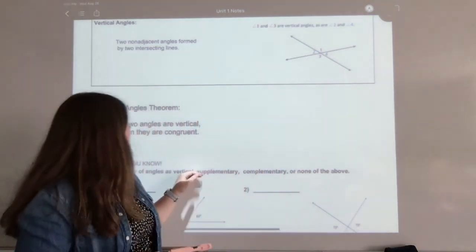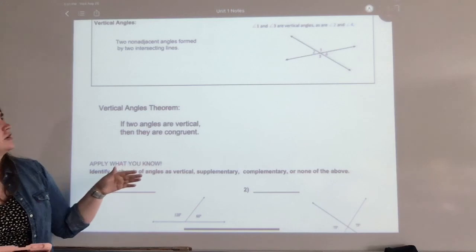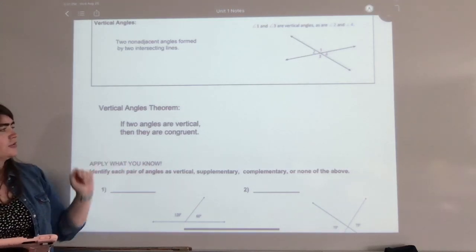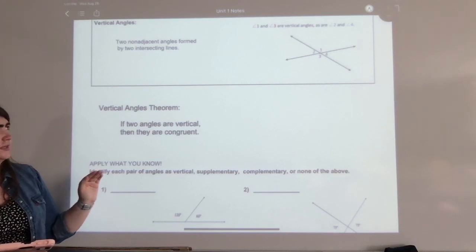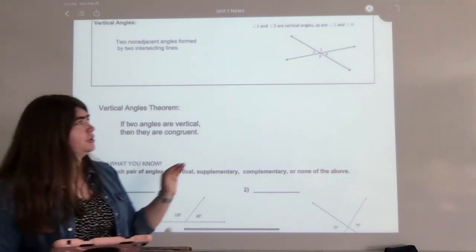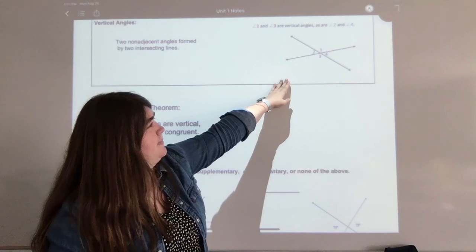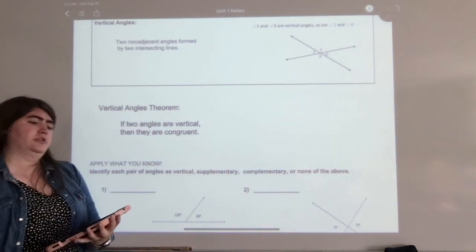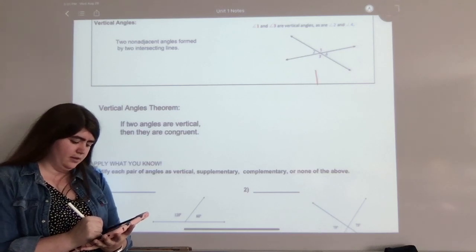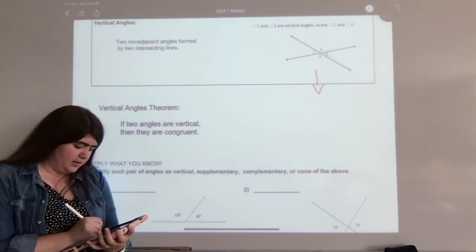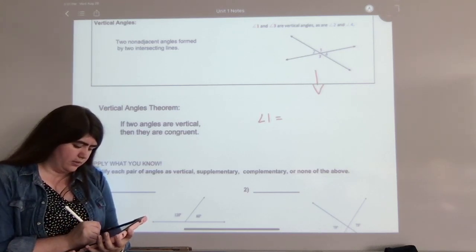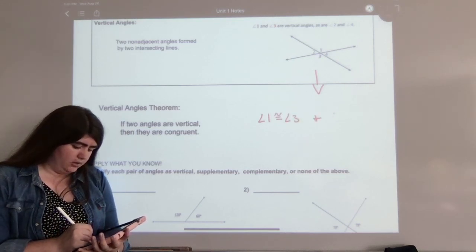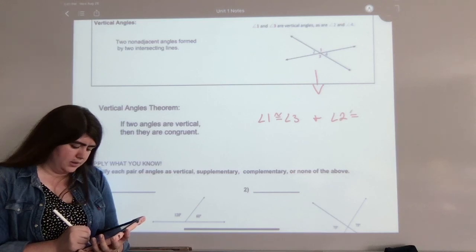All right. So along with our vertical angles, we have the vertical angles theorem, which says if two angles are vertical, then they are congruent. I'm going to use the image in our box above here, which shows that if two angles are vertical, then they are congruent, which means angle 1 is congruent to angle 3, and angle 2 is congruent to angle 4.